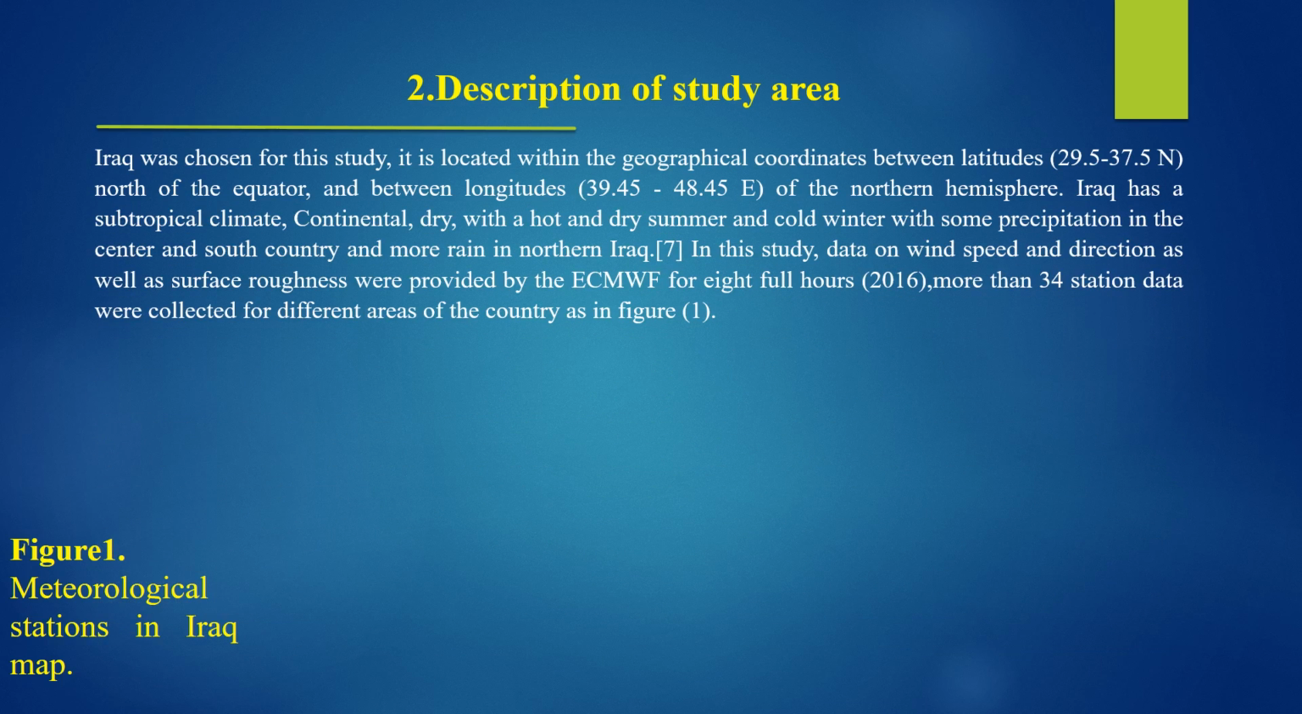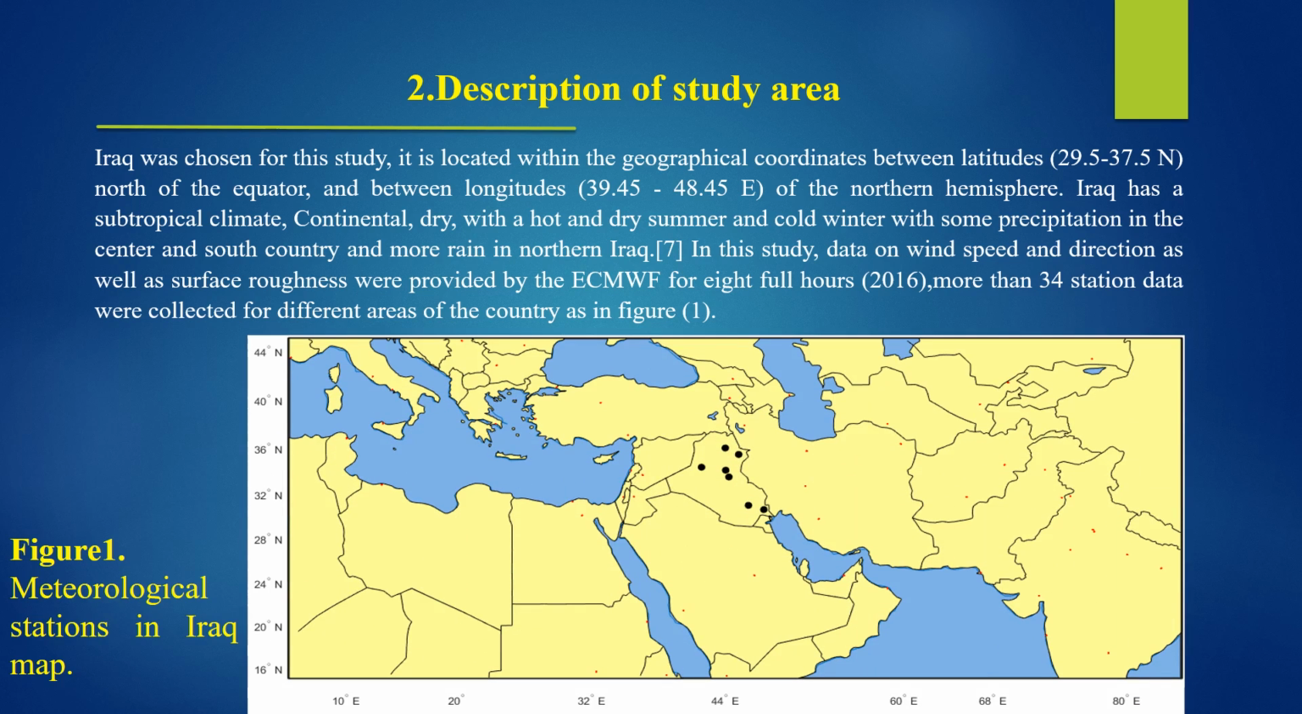Description of the study area. Iraq was chosen for this study. It lies in the Middle East in the northern hemisphere. Iraq has a subtropical climate, continental, dry, hot in summer and cold in winter, with some precipitation in the center and south of the country, and more rain in the north of Iraq, as shown in this map.